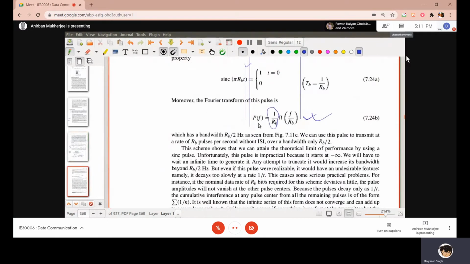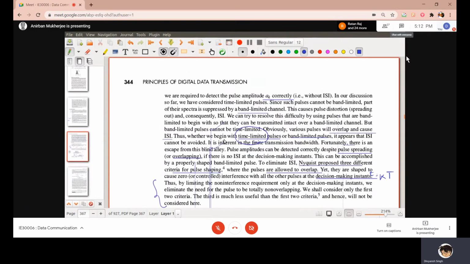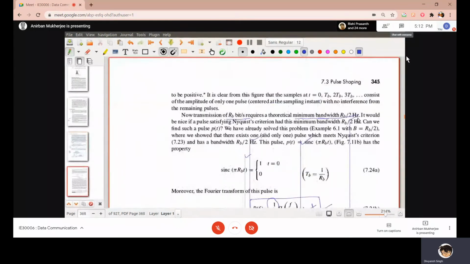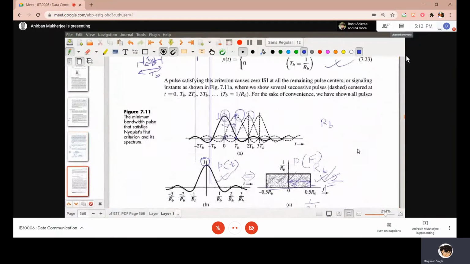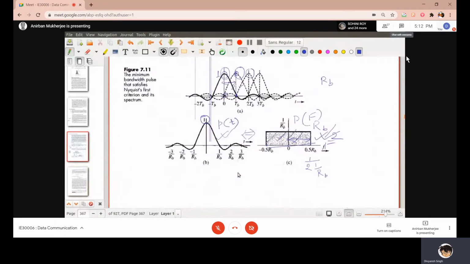So that's why this 1 by RB term has come. So that means that this has a bandwidth of RB by 2, and you can see that in the figure. But you will see the problem of choosing this pulse, the problem of choosing this pulse is that this pulse will start from minus infinity.